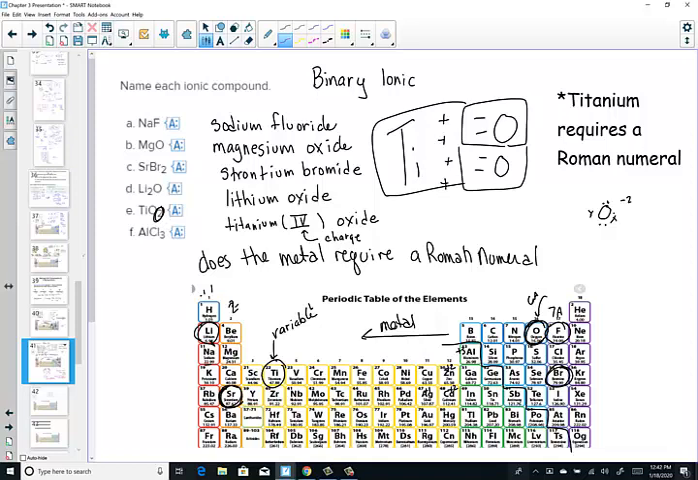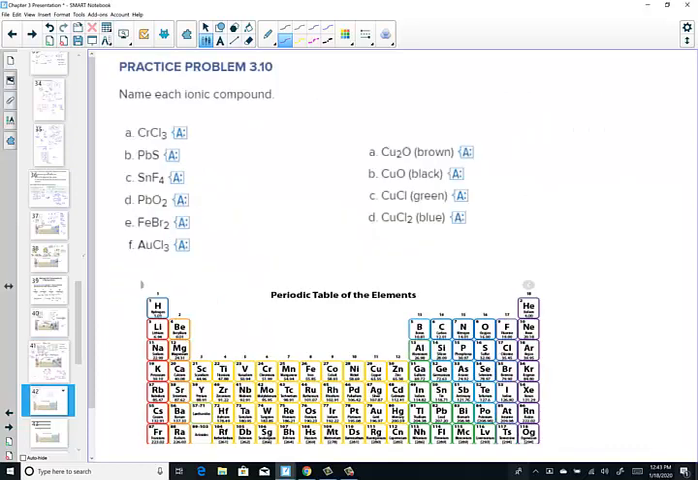One more in that set you wanted to check with me. Al, well, that's the element for aluminum. Aluminum, there, I spelled it right. Does aluminum require a Roman numeral? And you answered no. It's a fixed charge of +3, so no Roman numeral. We named that simply aluminum chloride. How'd you do? Oh, you'll get better and better with repetition.